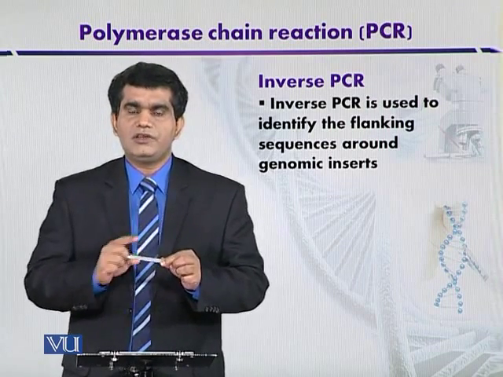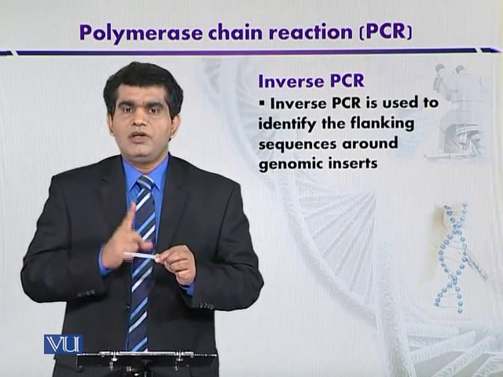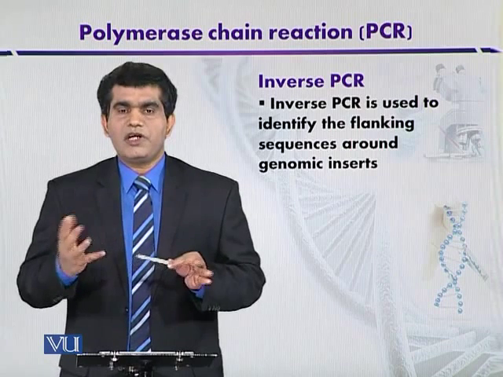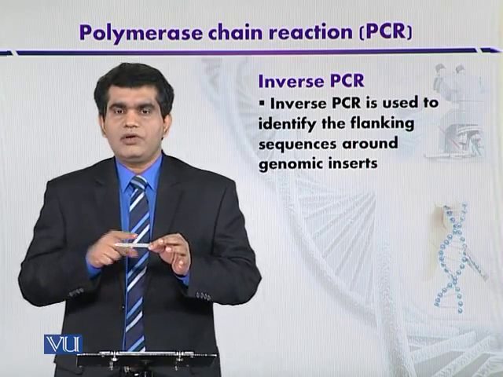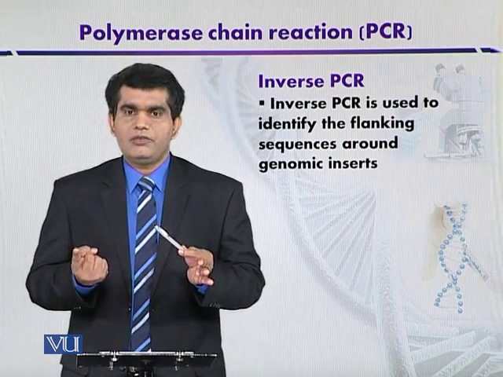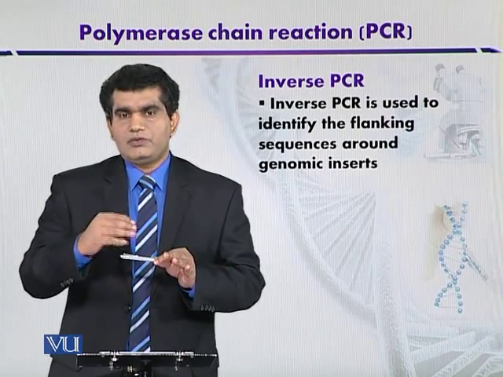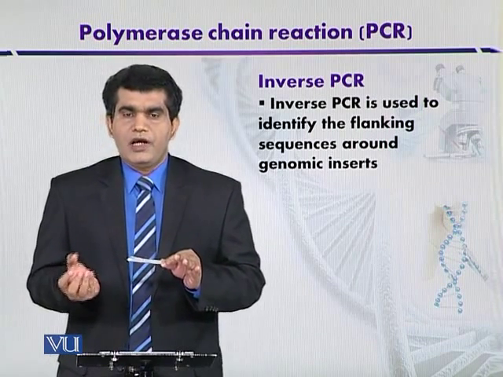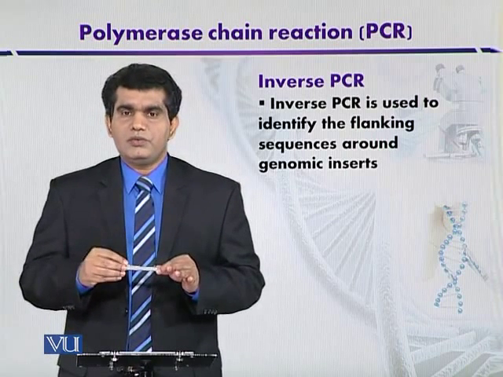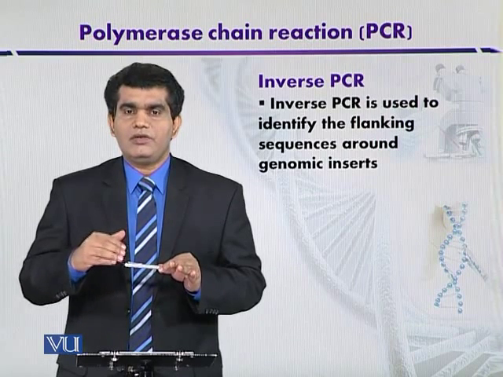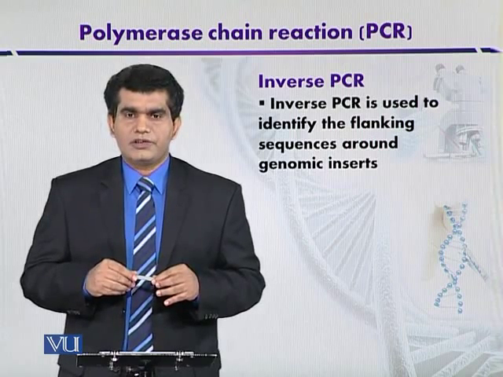We can digest it with a second restriction enzyme, so that the cut is within the known sequence whose primer we can design. And after that, after circularization, again it is converted into linear form because of the second digestion, and by using the known sequence we can develop the primers, and those primers can be further used to amplify our unknown region that may be of our interest.